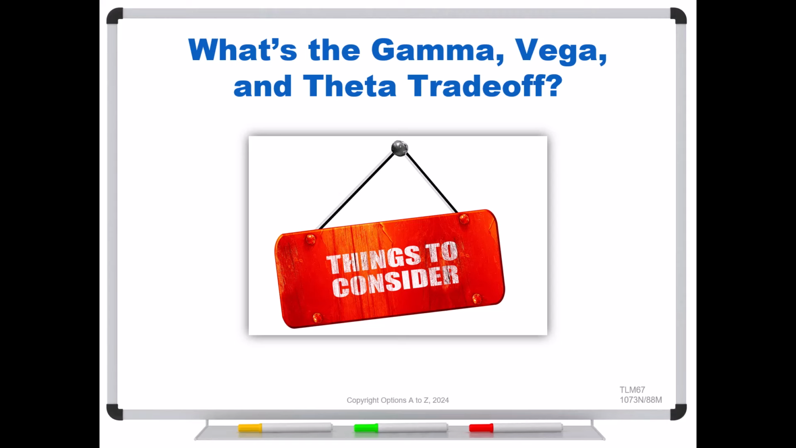But if you're going to use options, you need to understand how all of the Greeks connect. Strategies work best when all the Greeks are considered and created in line with your goals. So what's the gamma, vega, and theta trade-off? Well, let's go find out.